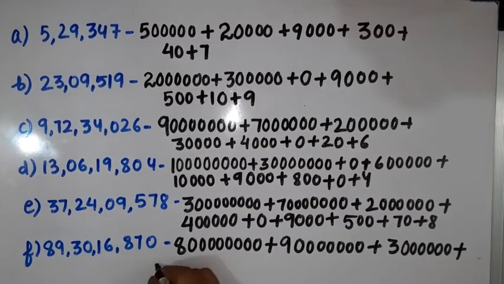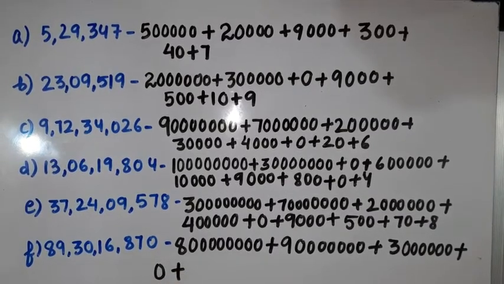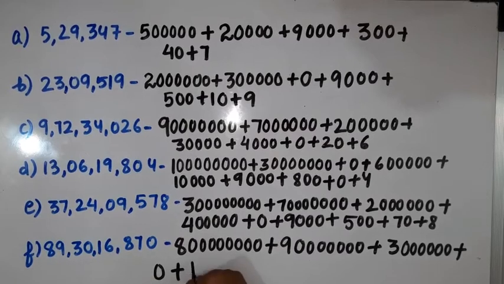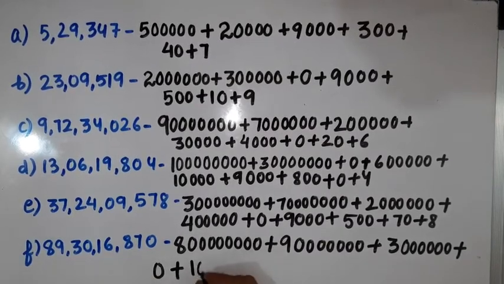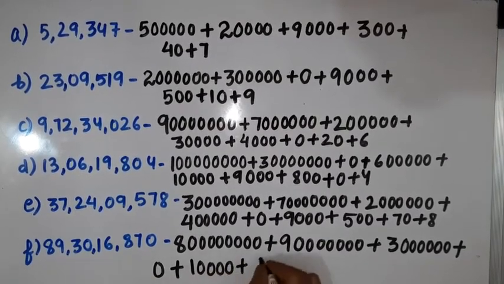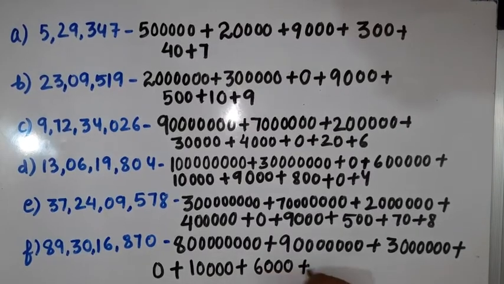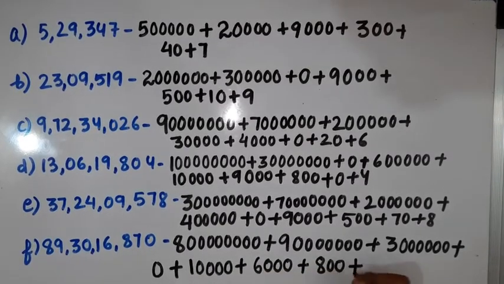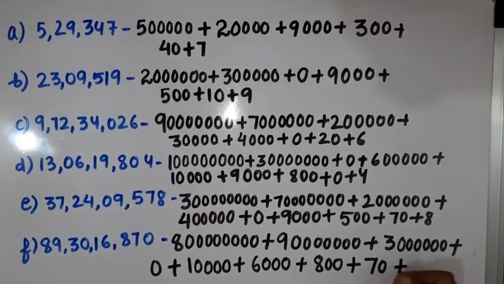After 3 we have 0. It is written like that. 0 is written as it is. After that we have 1 and 4 digits: 1 2 3 4. Then 6 and 3 digits. Then 8 and 2 digits. 7 and 1 digit, and finally 0.